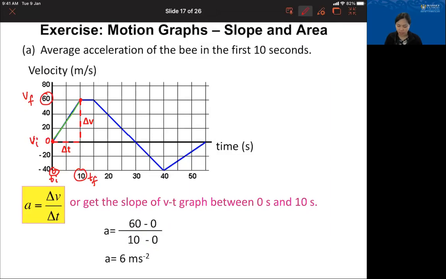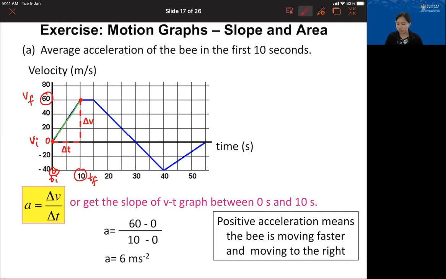So as a final check, look at your graph. It's a straight line that's going upwards. That should tell you that you should have a positive slope. Your acceleration should be positive, and it's a constant number. A positive acceleration means that your speed is increasing and you're moving to the right. Positive acceleration means your B is moving faster as time goes on and it's moving to the right.